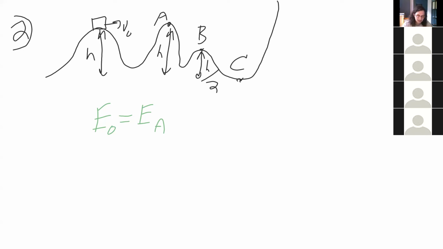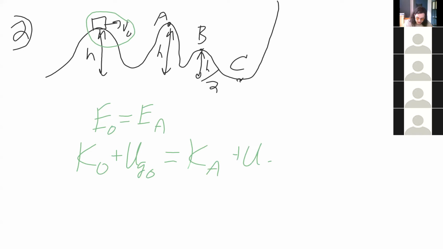All right, so initially, when our car is up here, as I said, we have a kinetic energy initial, and we have a potential energy due to gravity initial. At point A, we also have a kinetic energy, so the kinetic energy at A, and there's a potential energy due to gravity at A.